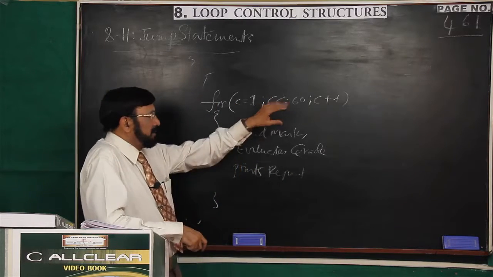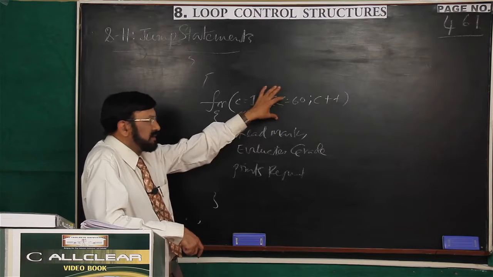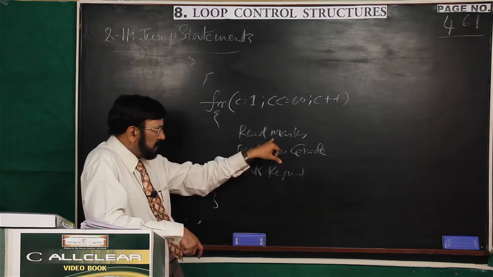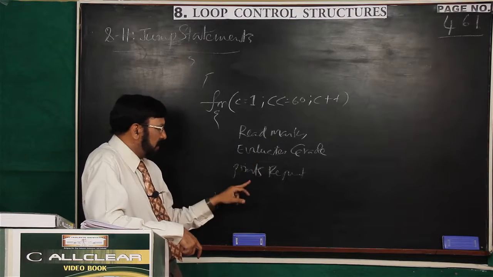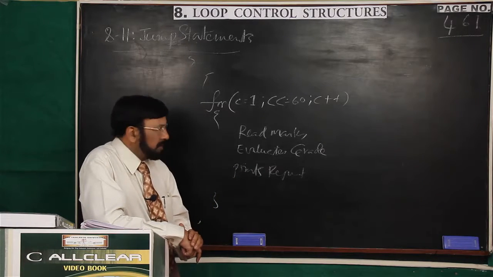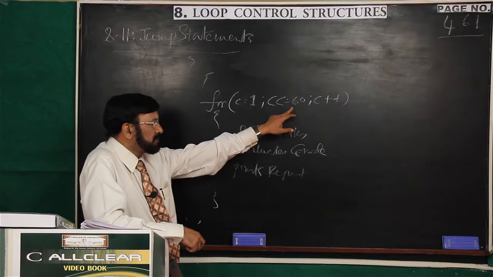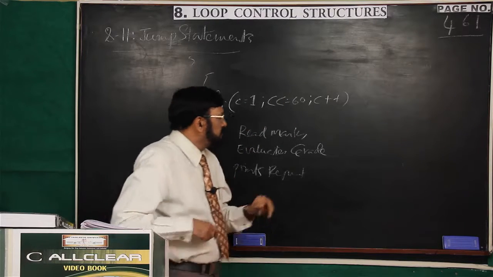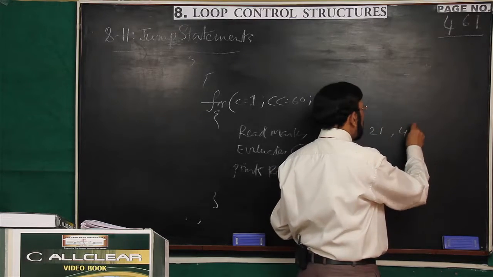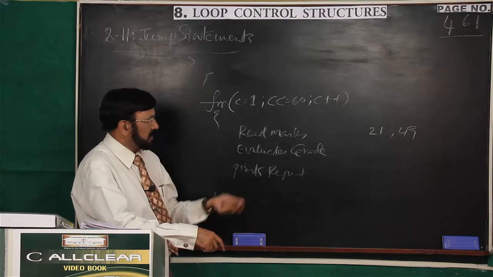For example, a teacher has to evaluate 60 student marks and she creates a loop like this. Each iteration, one student's marks are read, she evaluates the grade, and she prints the report with the necessary details. This is the program. Now, the problem is that two students were absent from the exam, let us say roll number 21 and roll number 49. Then how can she manage?